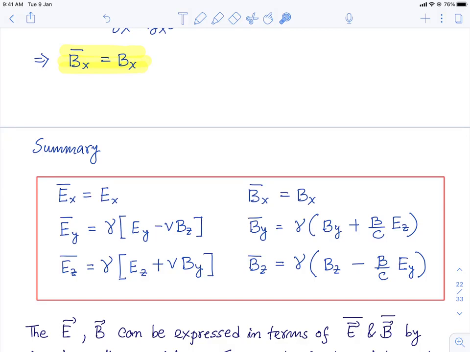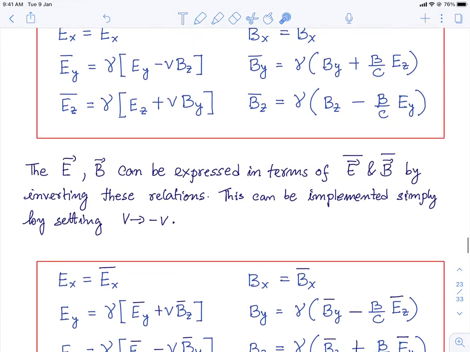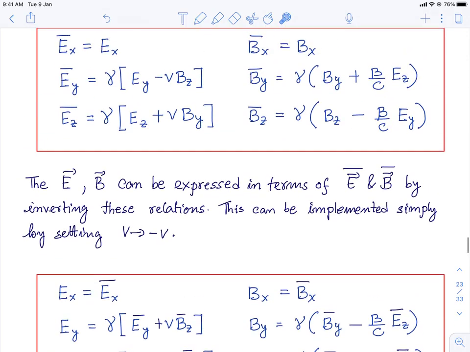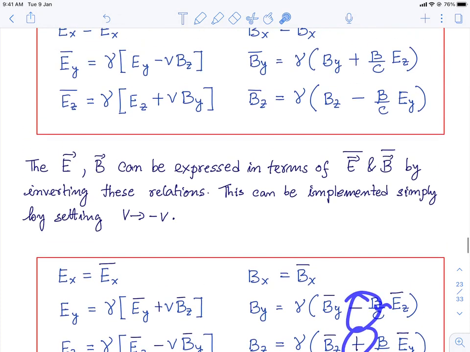So this is the barred in terms of the unbarred, and you can ask what the electromagnetic field in the S frame, or the unprimed frame, is and how it is related to the primed frame. For this you have to invert these relations, and there's a simple way to do it. You just write beta to minus beta, or V to minus V, and that's what you get from this relationship.